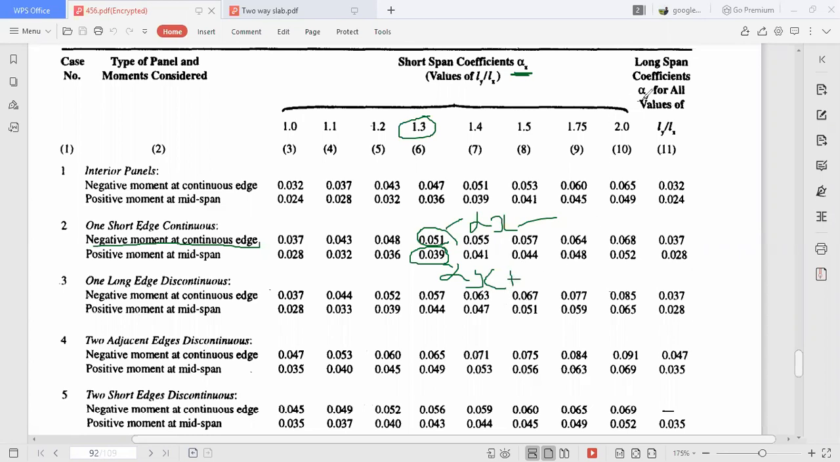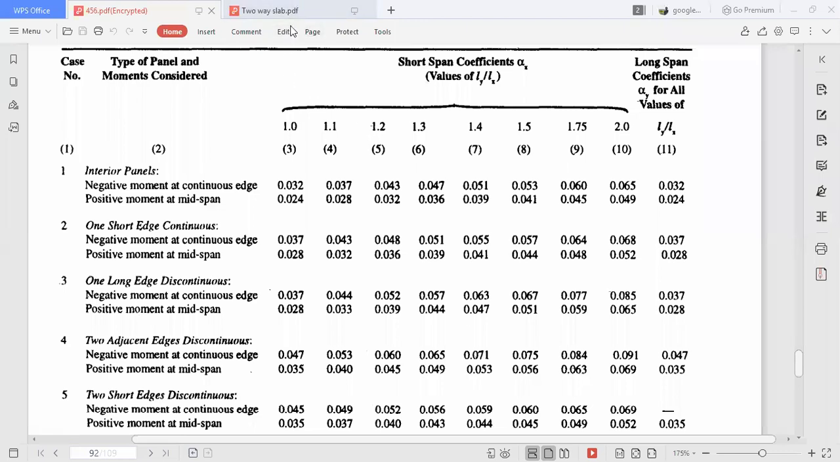Next, alpha y. See, this is alpha y. Alpha y values do not depend on the Ly by Lx ratio. For any value of Ly by Lx ratio, this is alpha y positive. Sorry, this is alpha y negative, right? Why? Because see, the heading is there. Alpha y negative, alpha y positive. So these are the 4 coefficients we need to take from the code to calculate moments along the x direction, y direction, and so on. This is the way of calculating moments at support as well as midspan.